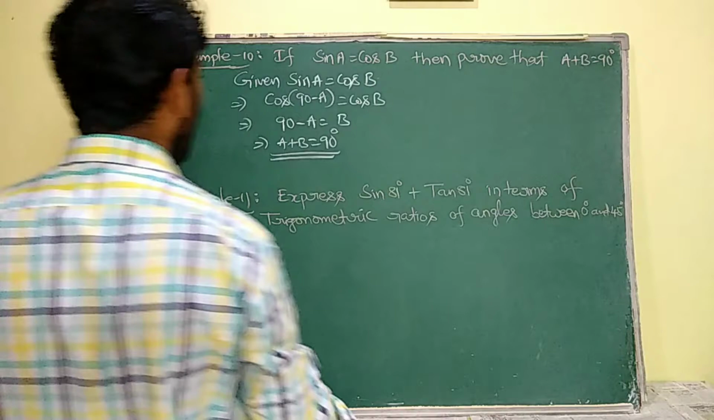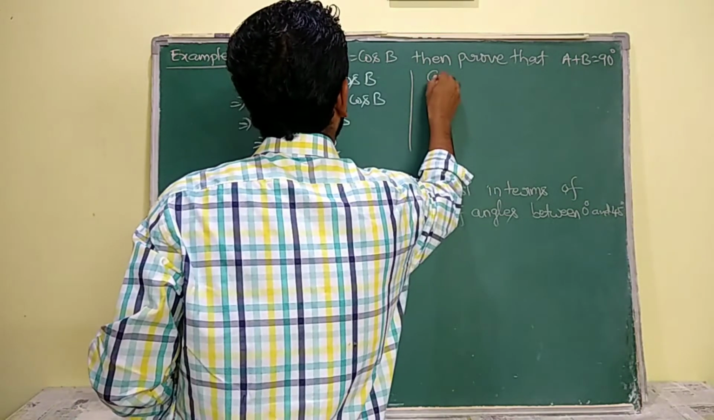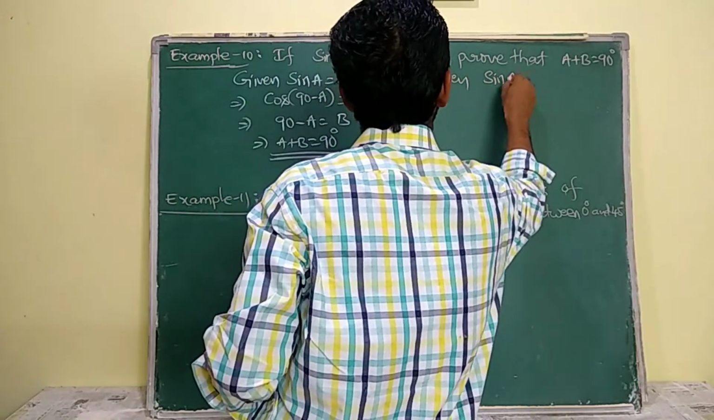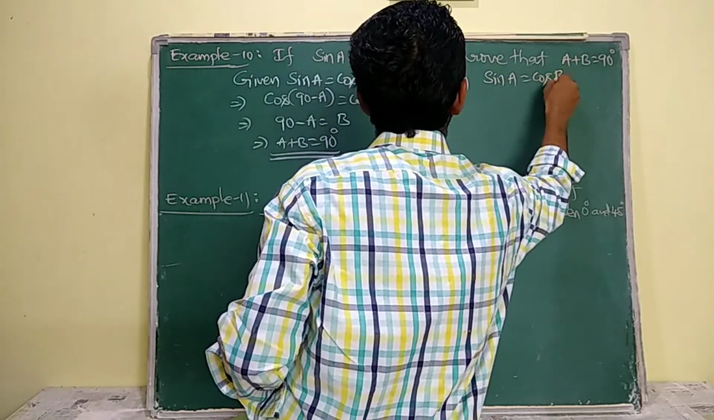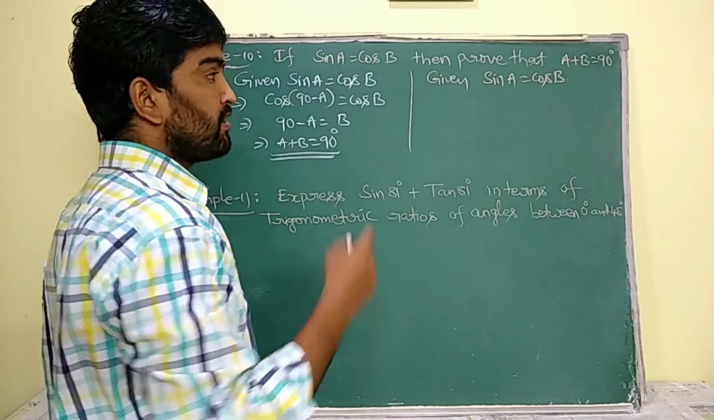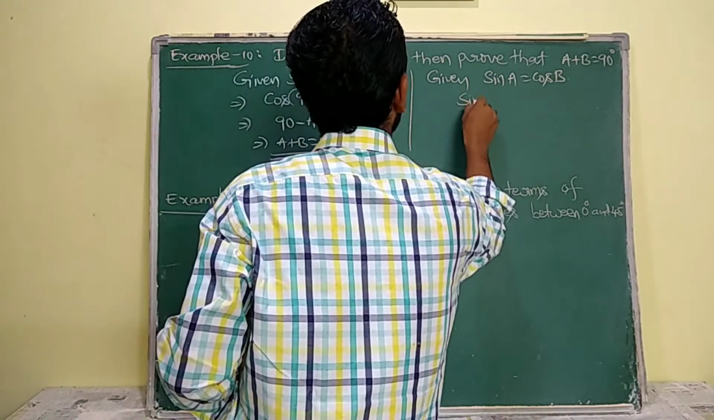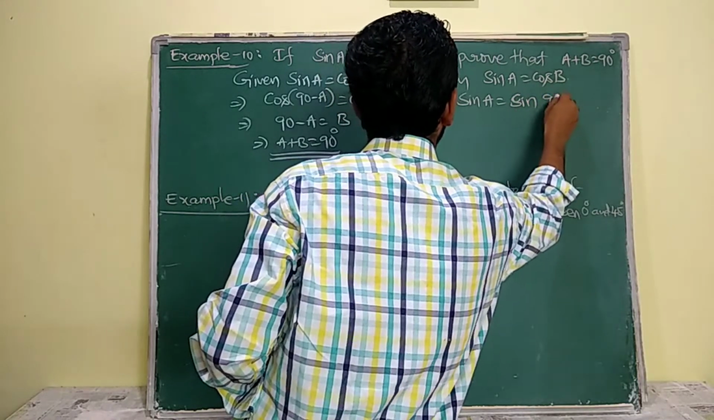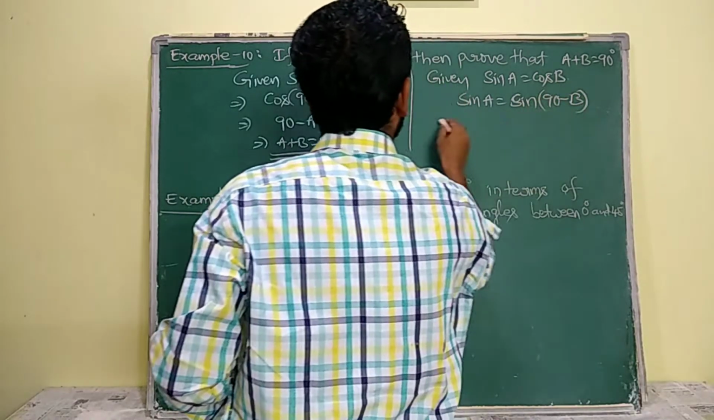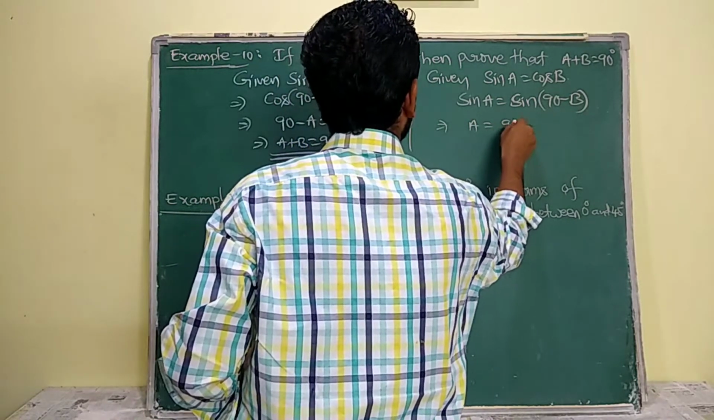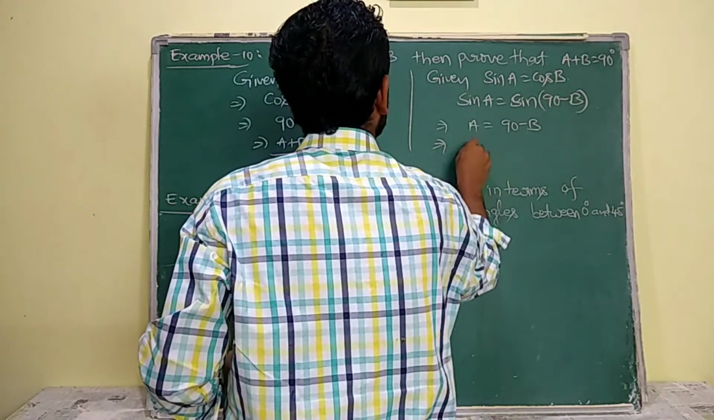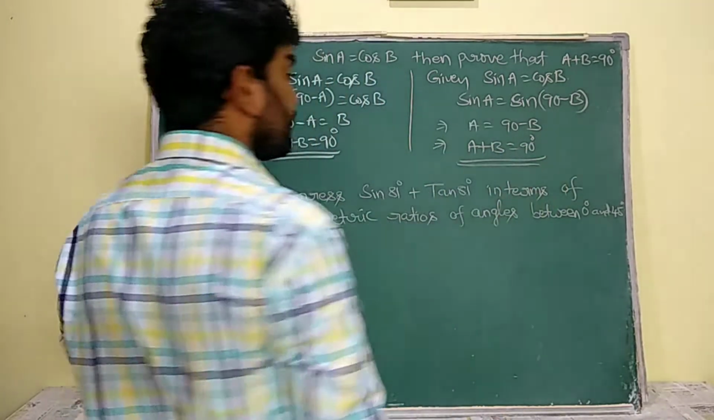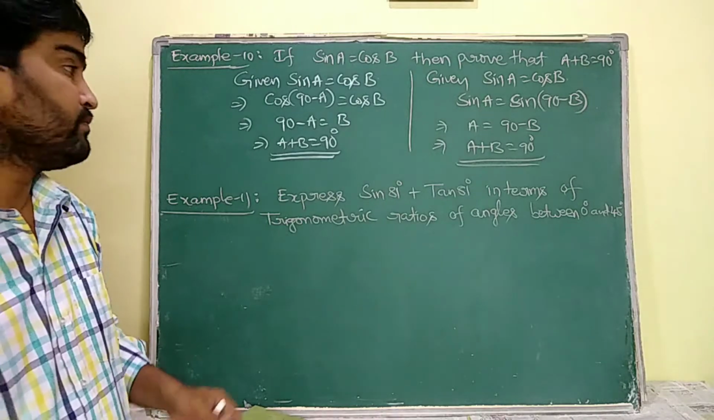Finished. Or you may do this as sin a is equal to cos b. Sir, I don't want to change the sin, I want to change cos. Then do that. So sin a is equal to, again this cos b is expressed as sin(90 minus b). That implies both sides have the same trigonometric ratios. So a plus b is equal to 90 degrees. Either of the two you can follow.